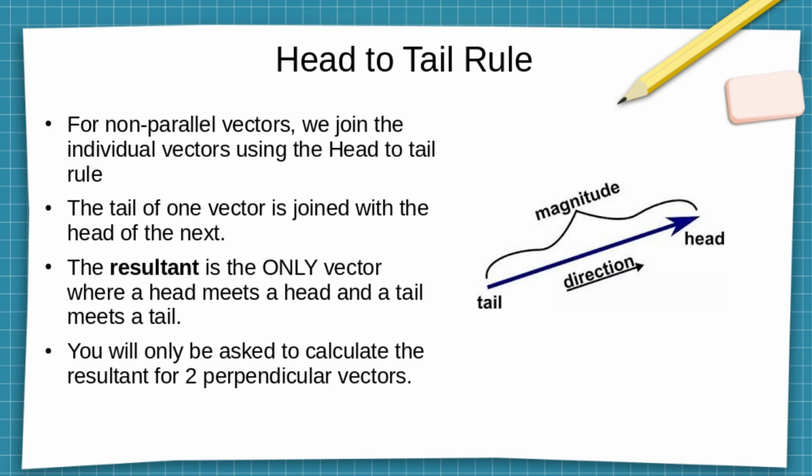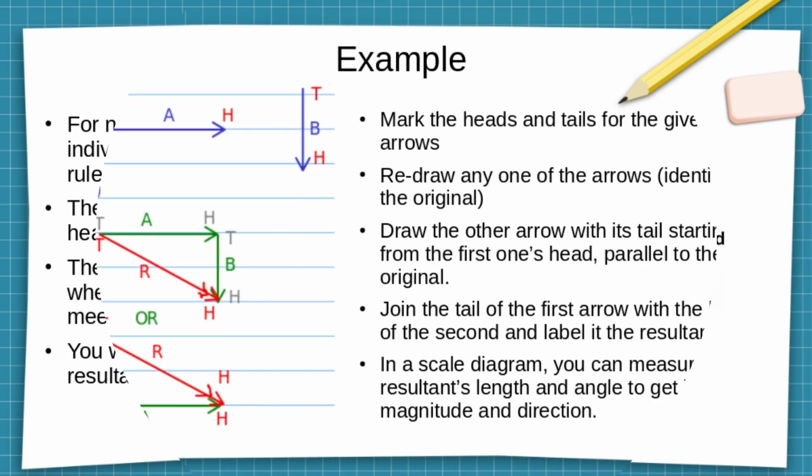Okay, so a tail has to meet a head and a head has to meet a tail for the given vectors. What you would do next is you would join the tail of the first vector with the head of the last vector, and you would give this a double head and you would mark this the resultant. In the cases following, you would just have two vectors, and I'll show you those in more detail.